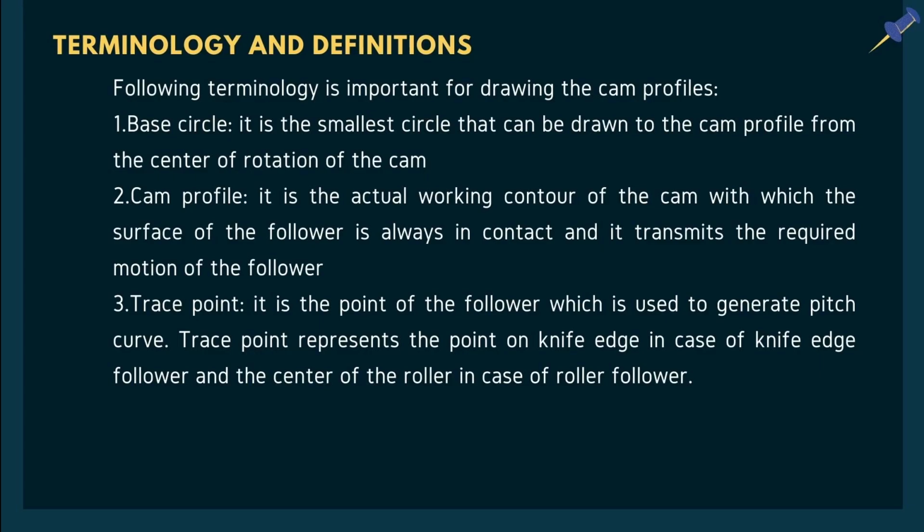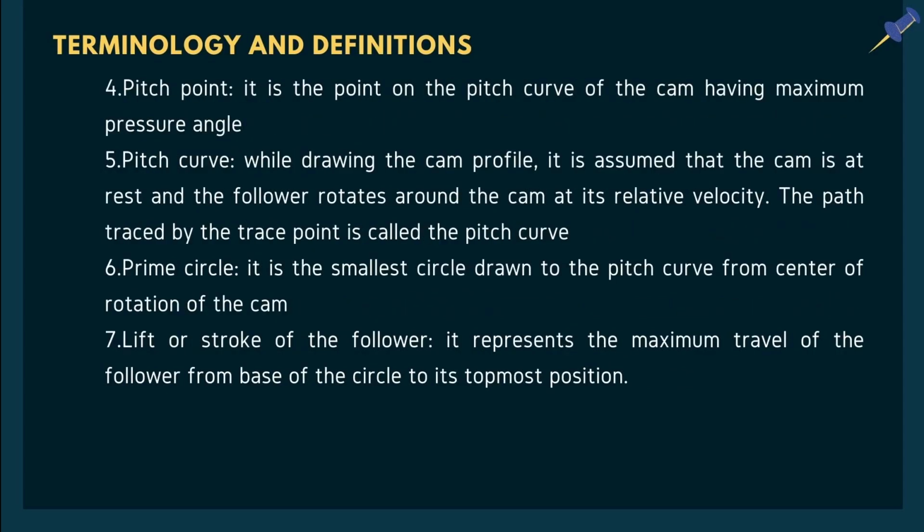Third one is trace point. It is the point of the follower which is used to generate the pitch curve. Trace point represents the point of the knife edge in the case of a knife edge follower and the center of the roller in the case of a roller follower. It is the point on the pitch curve of the cam having maximum pressure angle.